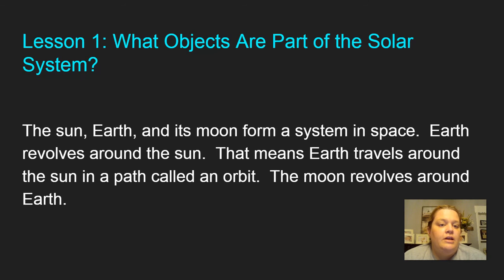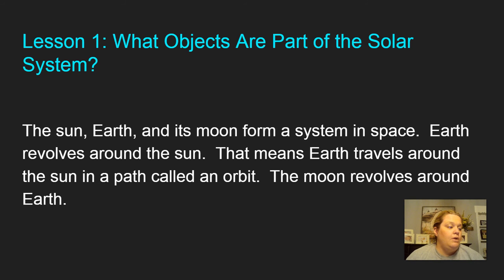It says the sun, Earth, and its moon form a system in space. Earth revolves around the sun. That means Earth travels around the sun in a path called an orbit. The moon revolves around Earth. So that is what we're going to be learning about in lesson one. We're going to be learning about all the things that are floating around in space.